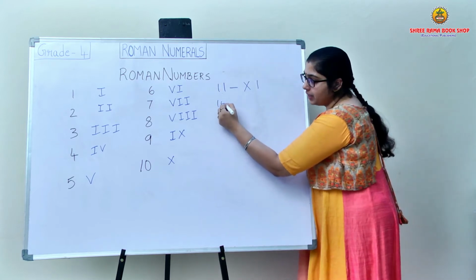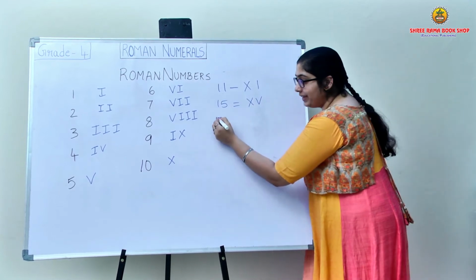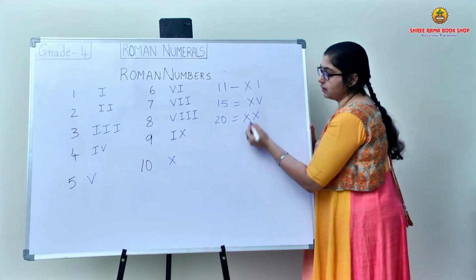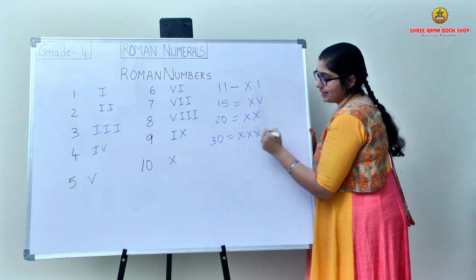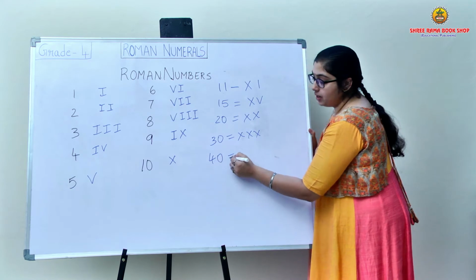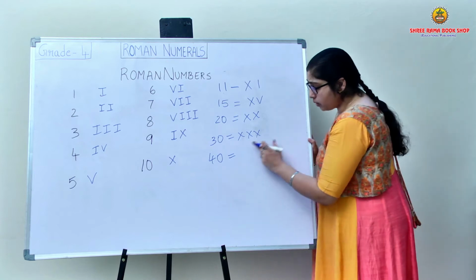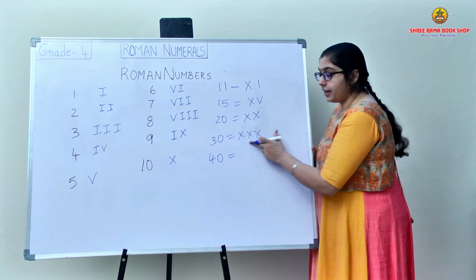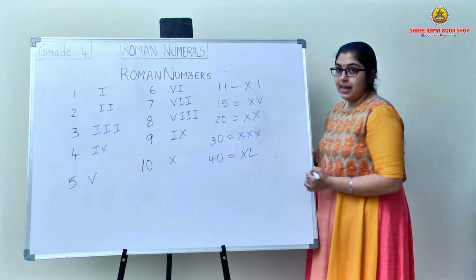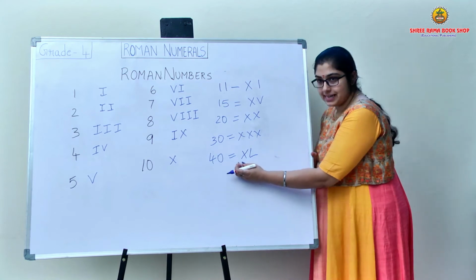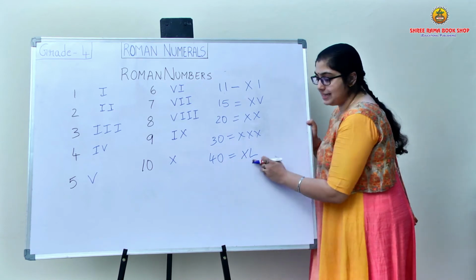If it is 15, what will I do? I write X and V. If it is 20, I will add two X's together to form the number 20. If it is 30, then it is three X's put together. If it is 40, I will not write four X's together, because you should not repeat the symbols more than 3 times. So for 40 I can't write XXXX. So I'll take L, which is 50, and before that I'll put X. So I can subtract 50 minus 10, which gives the value 40. So the Roman number for 40 is XL.